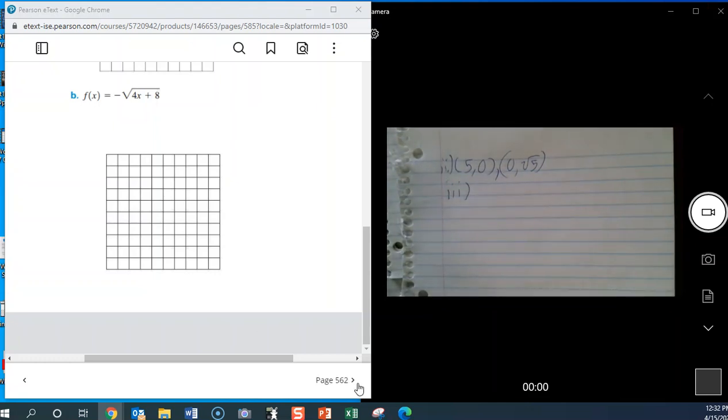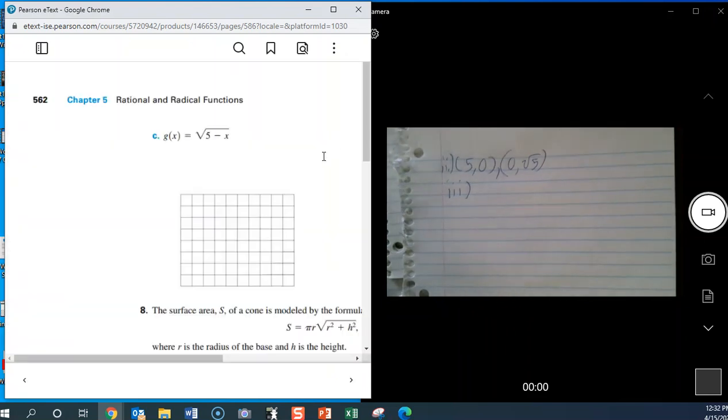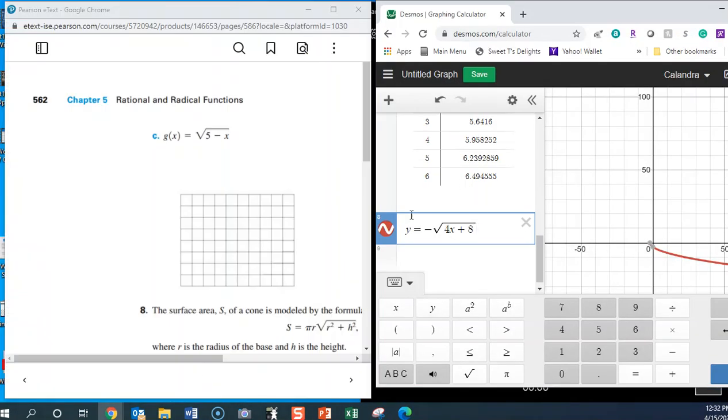And then for 3, we would just graph this. So let's go to our Desmos. I change this a little bit. Take this negative out. And then it'll be 5 minus x. Yeah, 5 minus x.